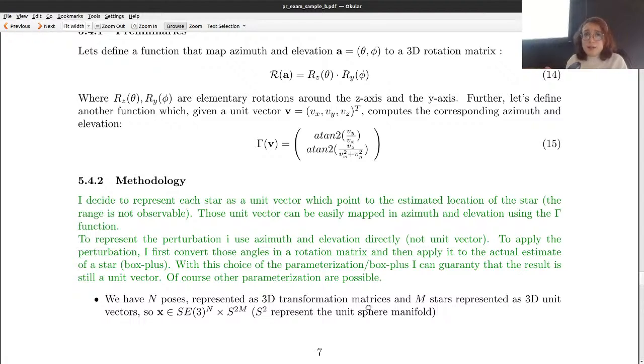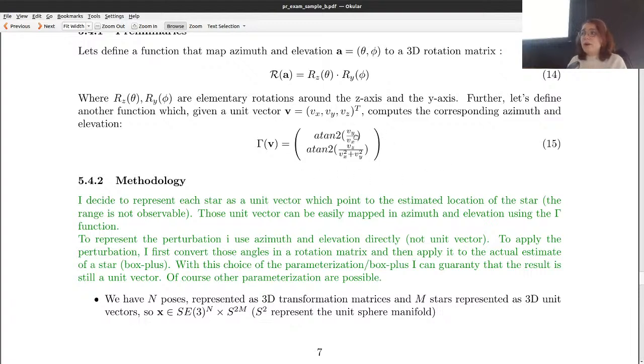Now, in this particular solution of the problem, what we do is we propose a way to represent azimuth and elevation as a rotation matrix by multiplying a rotation matrix along the z-axis and the rotation matrix along the y-axis. And we also propose a way to go from a unit vector to the corresponding azimuth and elevation. These two are just utils. I will go through them in the rest of the solution.